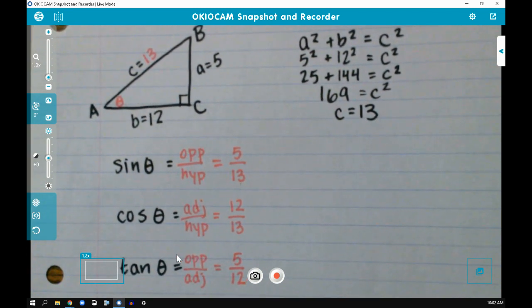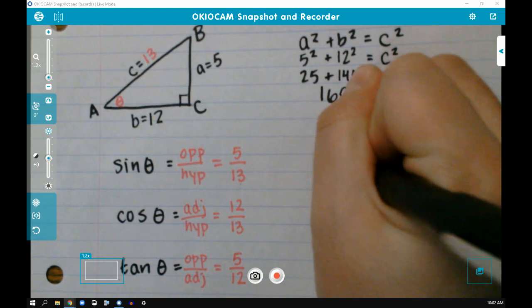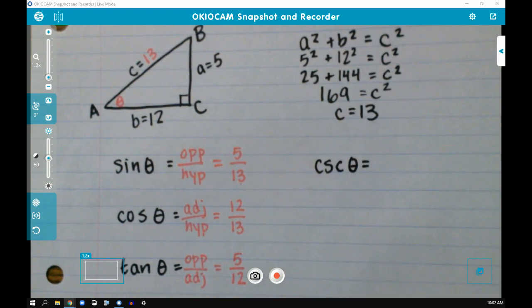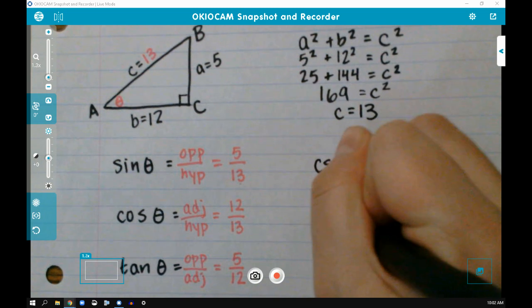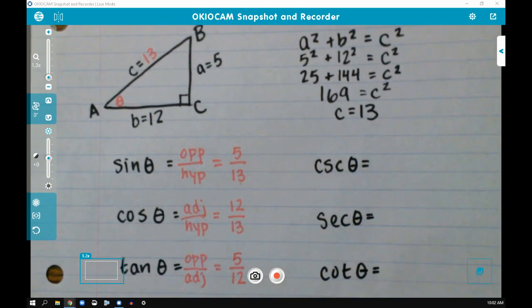Any questions about sine, cosine, or tangent? You might be like, oh, we're only halfway done. This is so much more work. It's not. The next three things you will be asked are for your cosecant, your secant, and your cotangent. You already did all the work. You've just got to know who is the reciprocal of who.